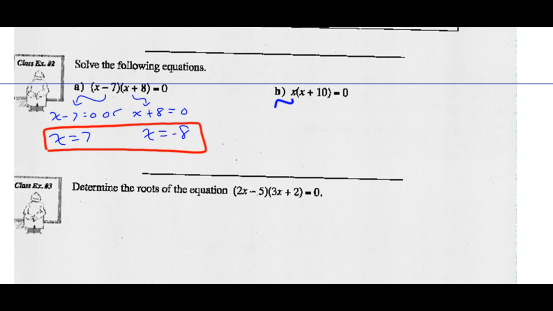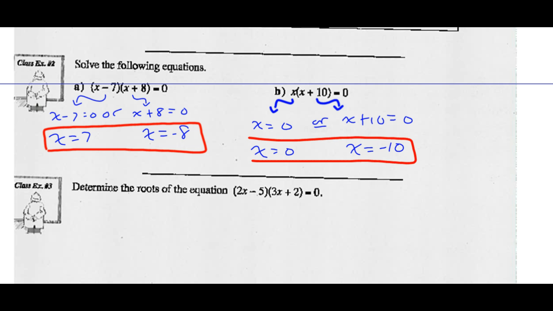Over here, set each factor equal to 0. All right, so x can equal 0 or x plus 10 can equal 0. Well, that's already one solution. X equals 0. The other one I have to minus 10 from both sides, so x equals negative 10. So there are your solutions for this quadratic equation.